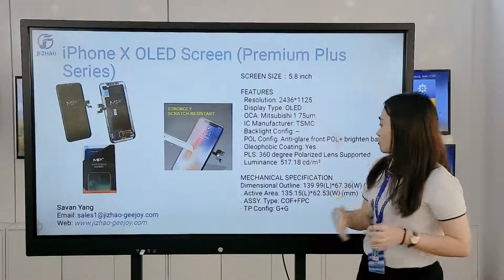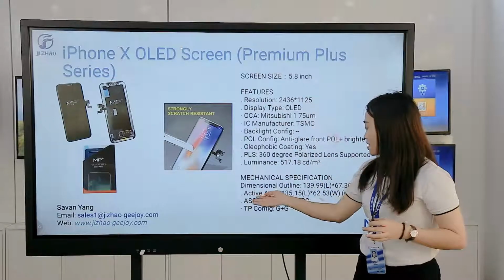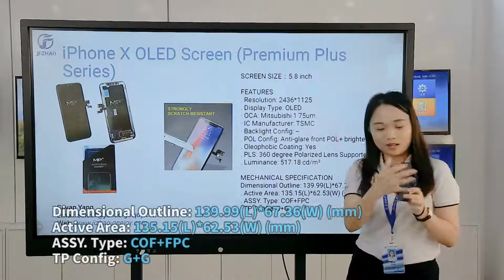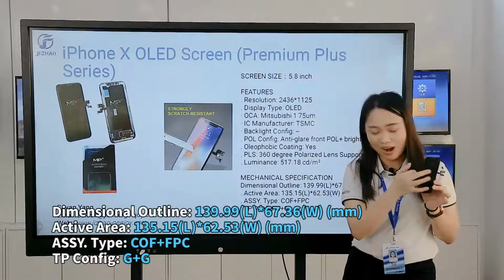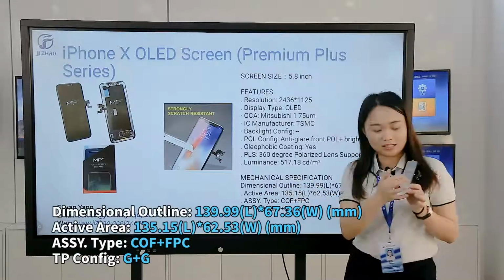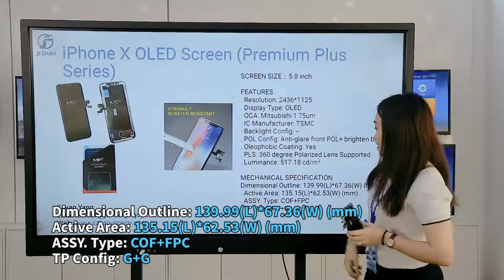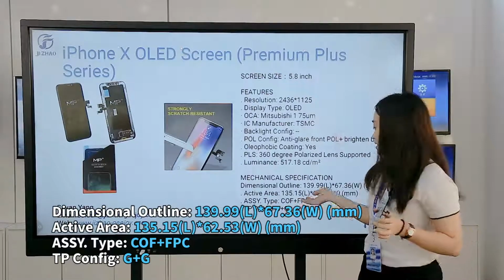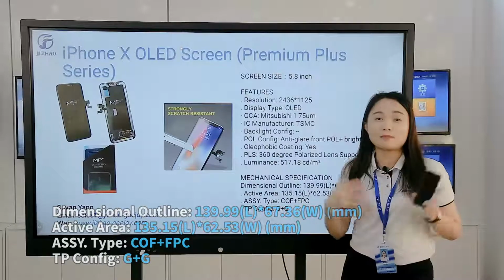So let's move to the last part, about the active area and the dynamic outline. The dynamic outline is about the outside length and width, and the active area is the inside length and width. And the ASIC type is COF and CPC. The TP config is tempered glass.